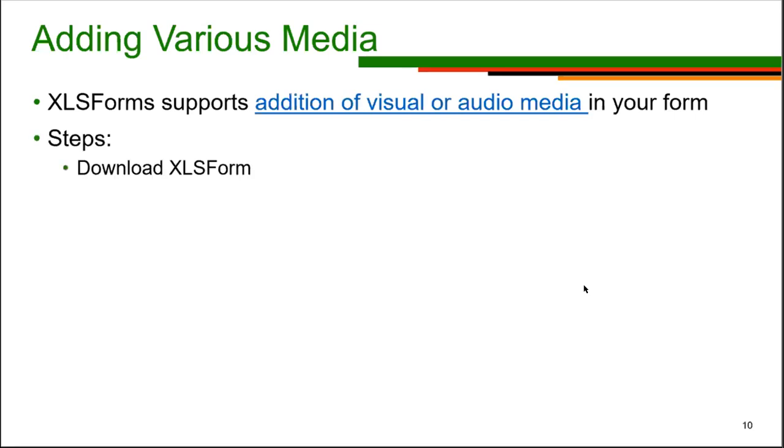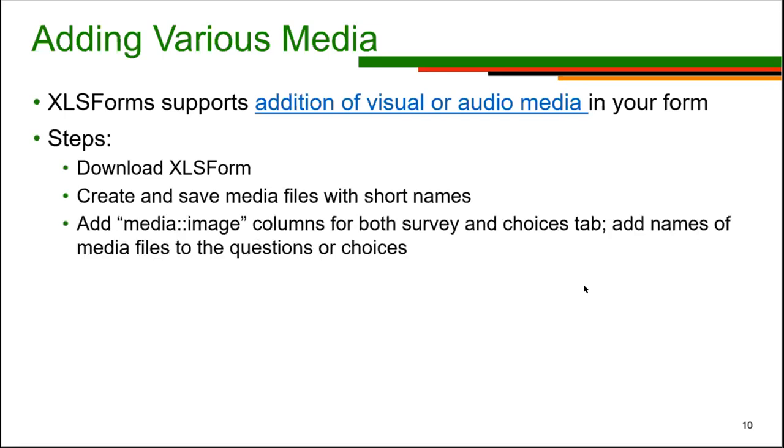For you to do this, you need to download the form and then create and save the media that you want to add with short names, and then add a column in both your survey and choices tab worksheets. If you're only adding it to the question itself, you should only add the column to the survey tab. But if you also want an option or a choice to show a figure or an audio or a visual, then you have to add the column written as media double colon image in the choices tab as well. And then you add names of the media to those specific questions or choices where you want those images to appear.